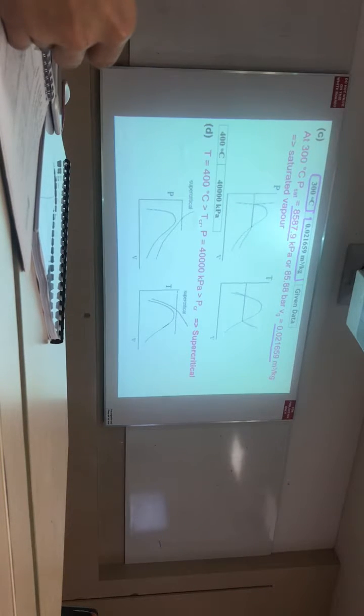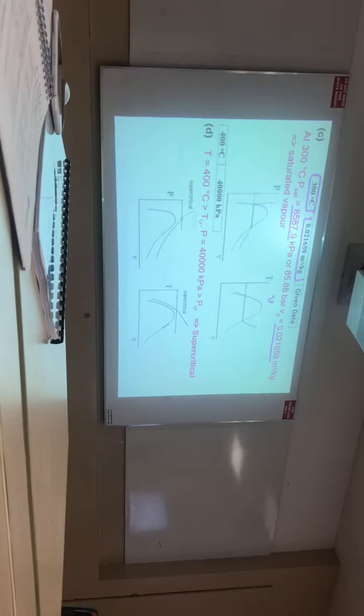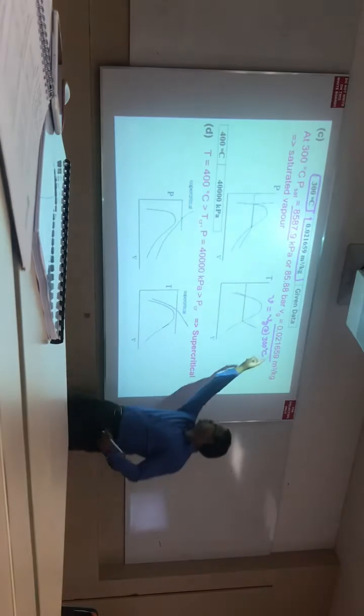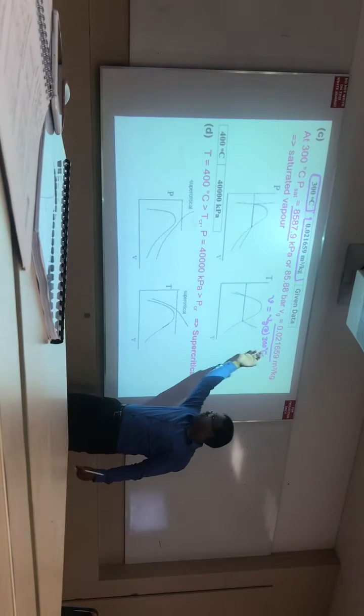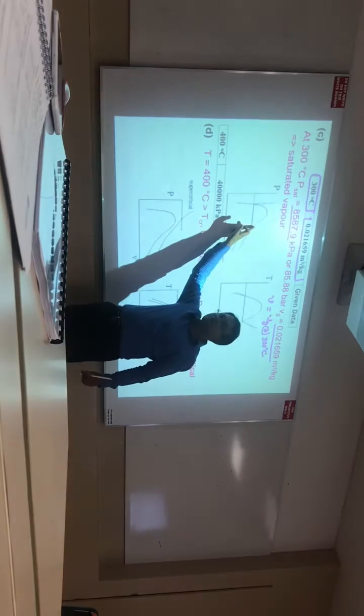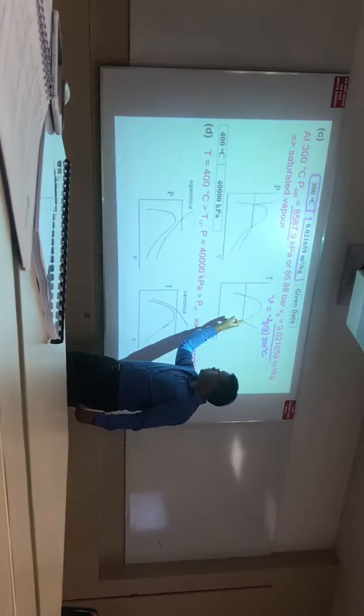So what can you see? I can see V is equivalent to Vg at 300 degrees. If you go to table A4, then you can see Vg is equivalent to this. Correct. So definitely the state is here, saturated vapor. Saturated vapor at the point state.